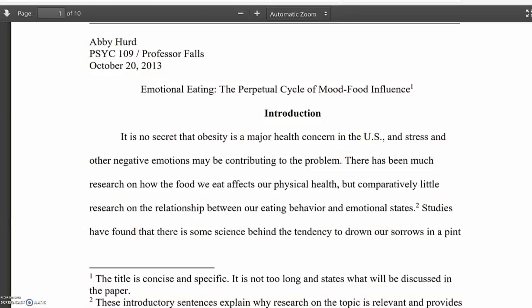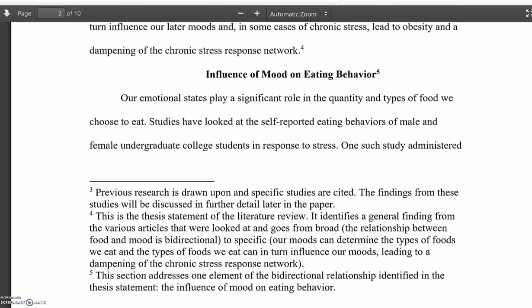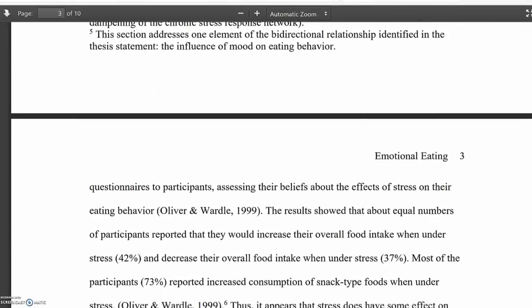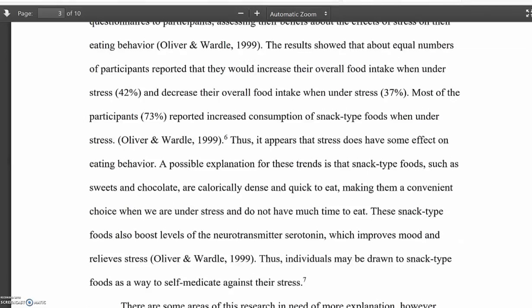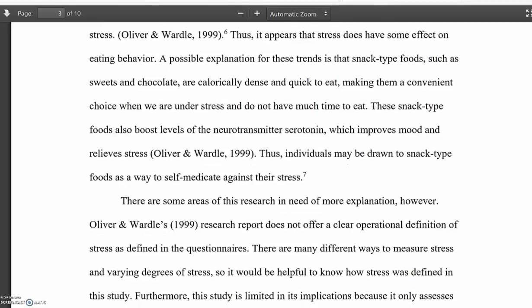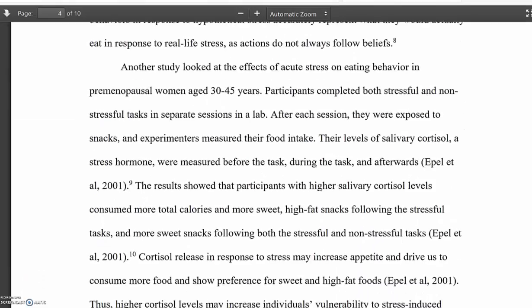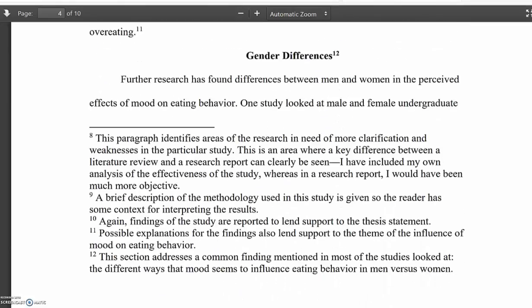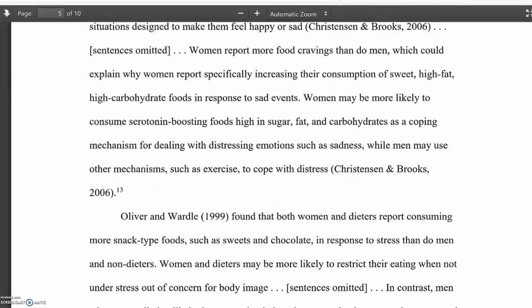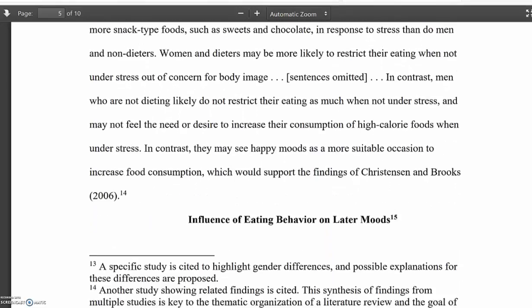Here's her introduction. Here's section 1, influence of mood on eating behavior. And you're going to notice a lot of different authors and different sources that she integrated into each section. Sometimes she's talking more about one source, and sometimes she's talking more about several sources. Gender differences, there's the next section. Notice also that there's multiple paragraphs per section because there's different subtopics that she included in each section.